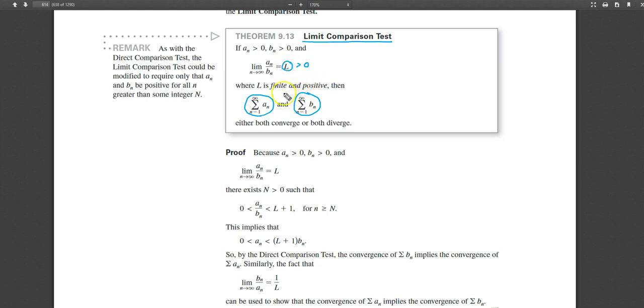So let's take a look at a few examples of how we use this, and then we'll take a look at the proof. So let's consider this example. Let's determine the convergence or divergence of this series. So the series n squared over n to the 5th plus 3 times n squared plus 10.